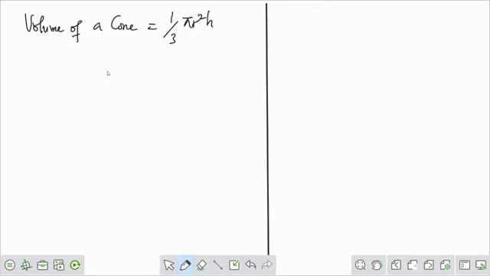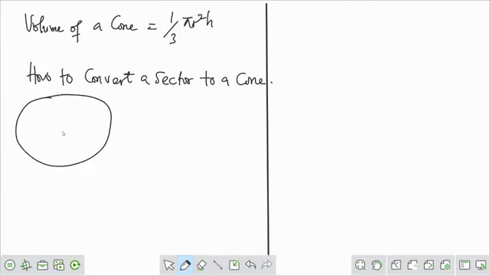Another thing you should know is how to convert a sector to a cone. This calculation, they normally ask it. This is a circle and we have a sector. If you look at the sector, it resembles a cone. This is a sector. This is a sector. And this is a cone. A cone, you must have this. So that's why it's different from a sector.